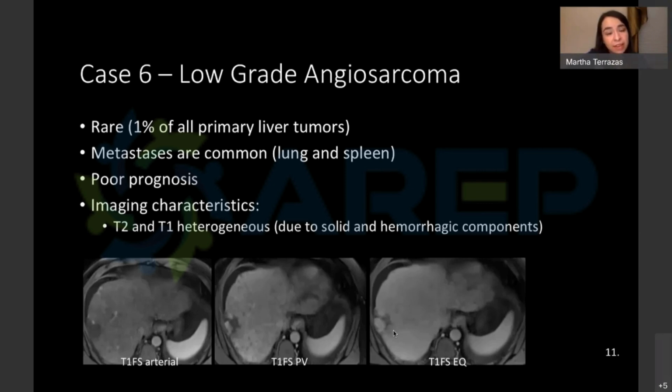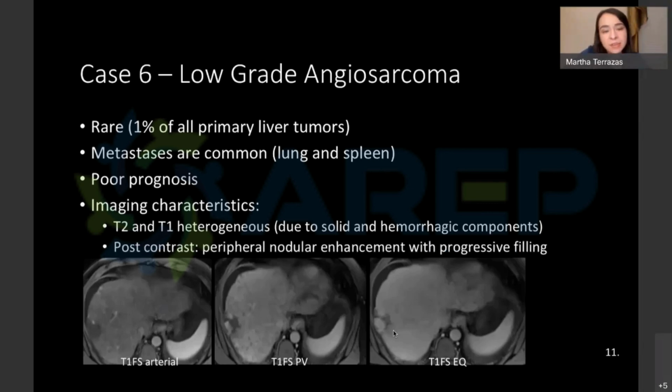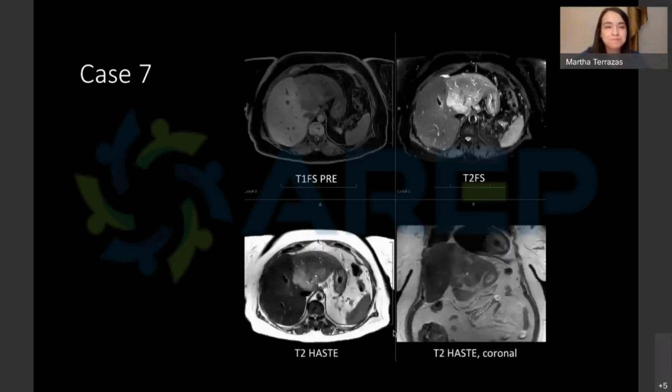Imaging characteristics, exactly what we saw in this case: T2 and T1 heterogeneous, and this is just due to solid tumor and also hemorrhagic components. And post-contrast, peripheral nodular enhancement with progressive filling. This is what can get us thinking it's something benign when it's not. Okay, let's go to case 7.